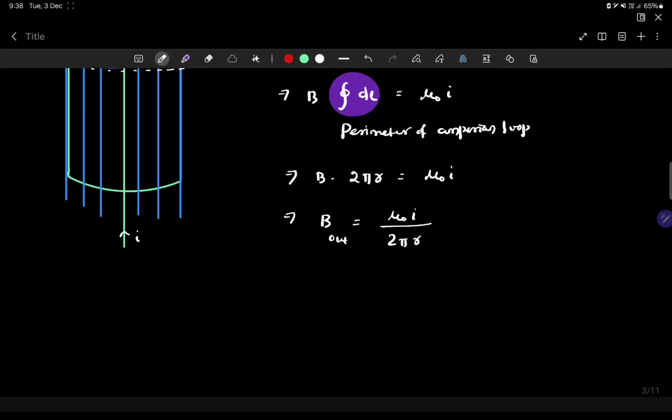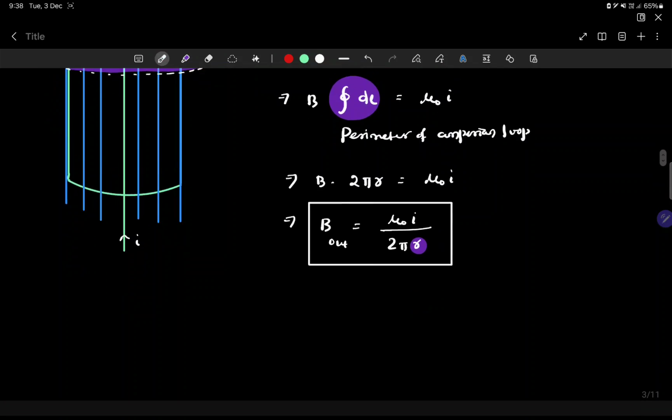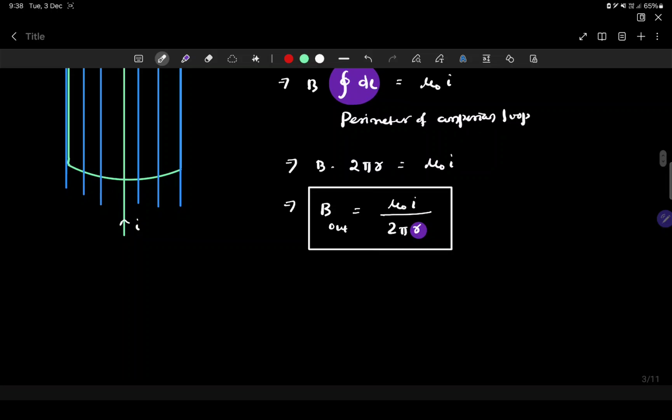So this is the value of the magnetic field at a point present outside of this conducting cylindrical wire. And what is r in this case? r is the distance of this point of observation from the axis. We have to remember this. So this is the formula to calculate B outside.